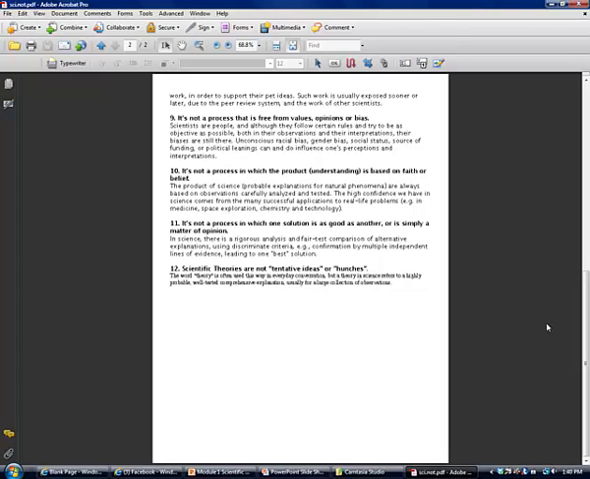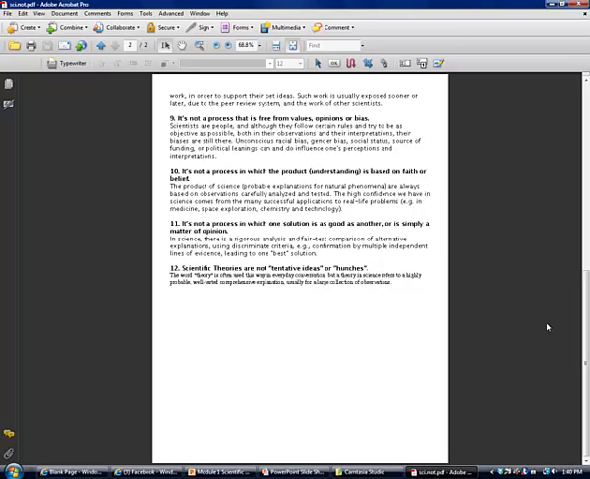And it's not a process in which one solution is as good as another, or simply a matter of opinion. We have to have a rigorous analysis. We have to have a lot of explanation, and it has to be confirmed with data. It's not a hunch, it's not an idea, that's a hypothesis.